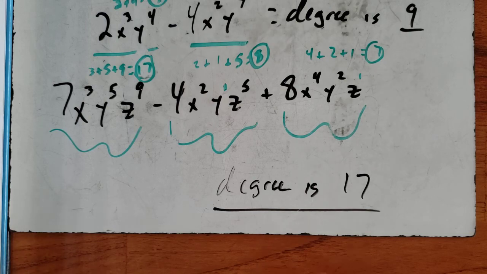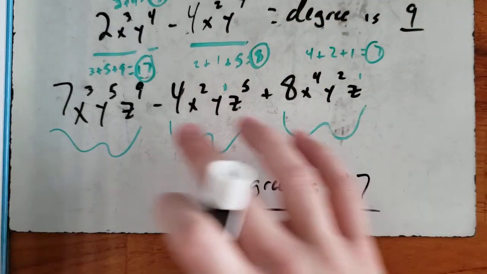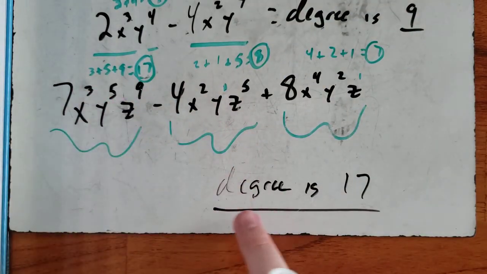So we're not doing any of the math yet. We're not doing any of the adding and subtracting yet. We're just finding what degree things are. Next video we'll cover how to actually add and subtract polynomials.